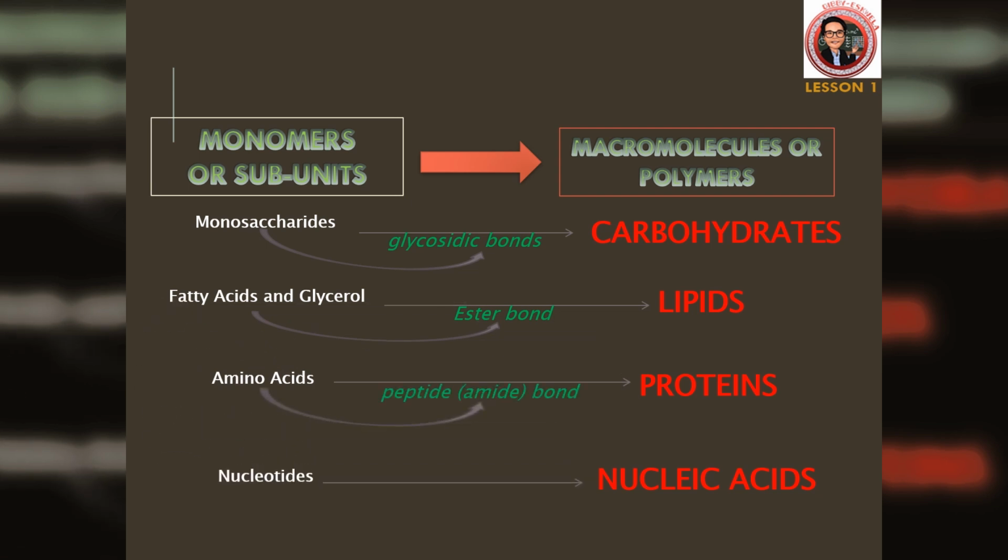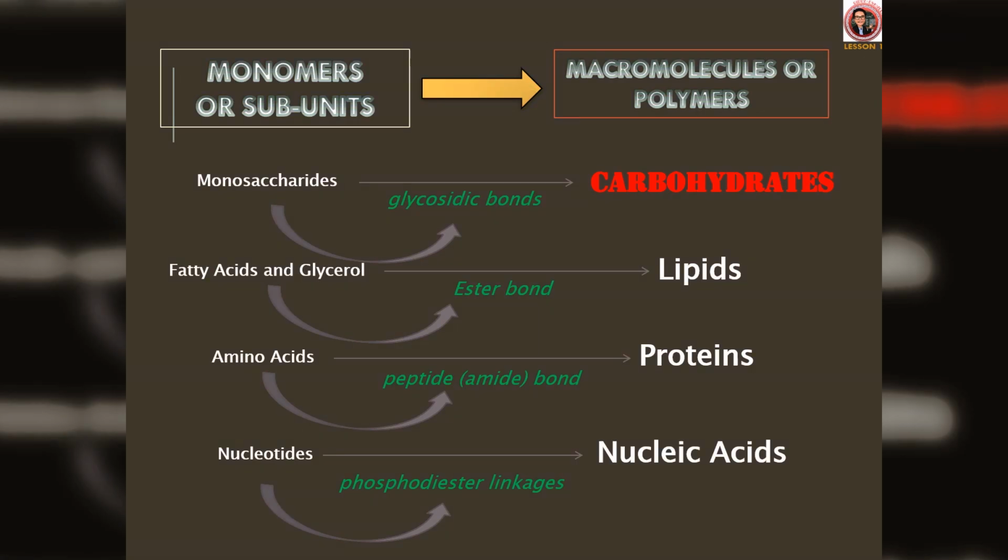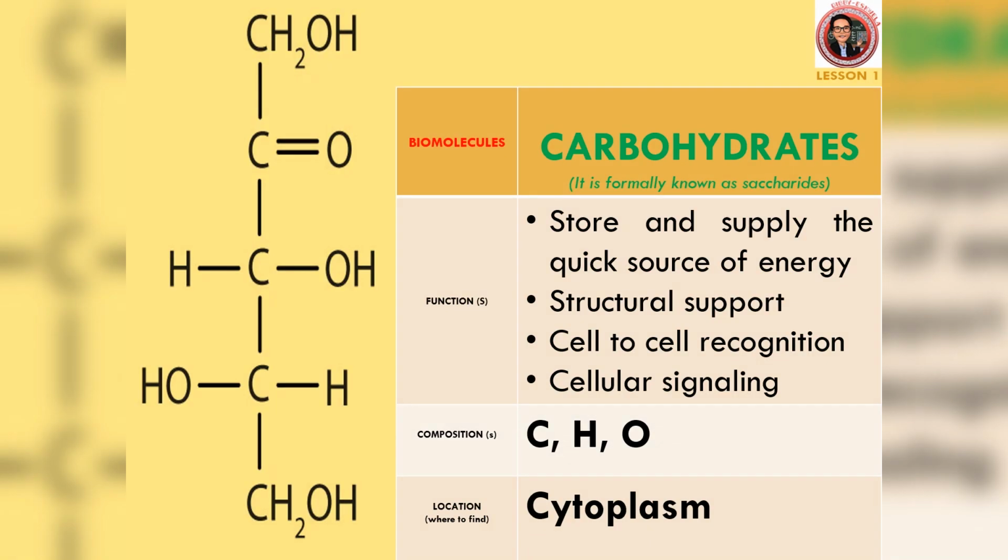Last, we have nucleic acids. We have the monomer, which is nucleotide, and they were formed or bonded by phosphodiester linkages. For this lesson, we'll be focusing on carbohydrates. Carbohydrates is formally known as saccharides. Saccharides means sugar. It has the following main functions: for storing and supplying the quick source of energy, for structural support, cell-to-cell recognition, and cellular signaling.